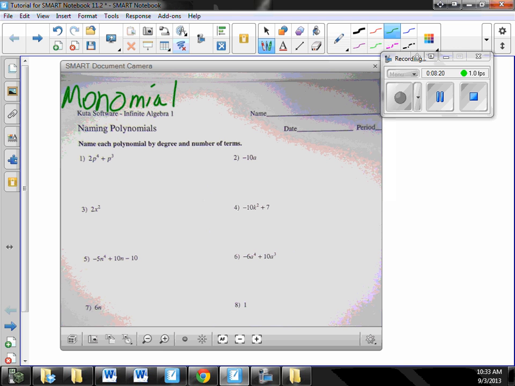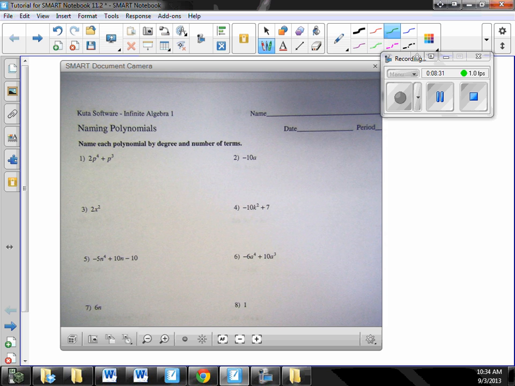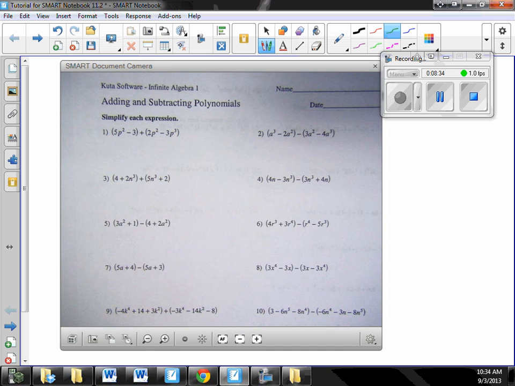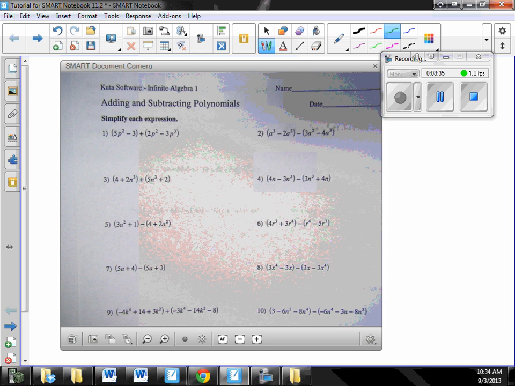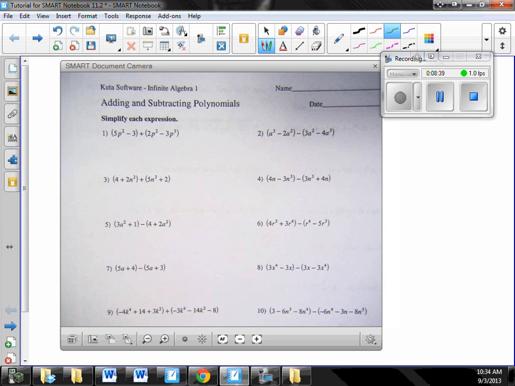Okay. What did we decide a 4-termed polynomial is called? Quadrinomial. Good. Okay. For the second worksheet, you're going to be adding and subtracting polynomials. In order to add and subtract polynomials, you have to have what are called like terms. Like terms are 2 terms where the variable and exponent are the same. So we have here 2 binomials. There's a binomial, and we're going to add that to another binomial.